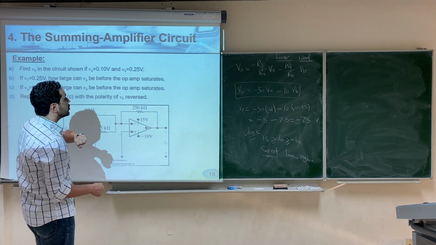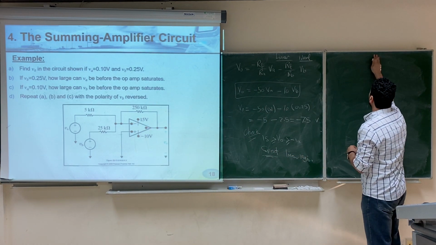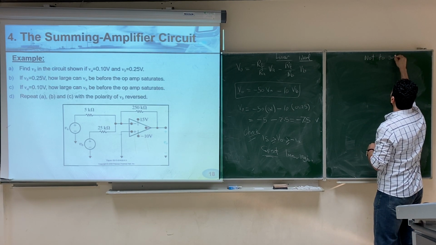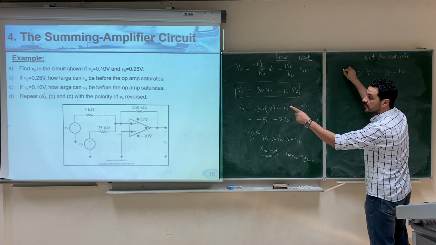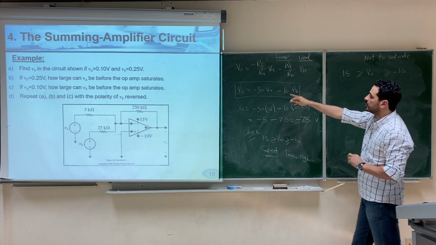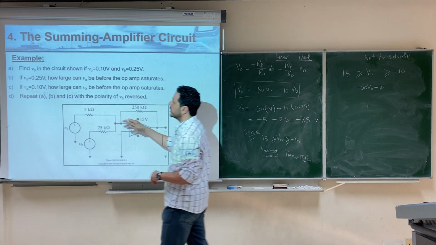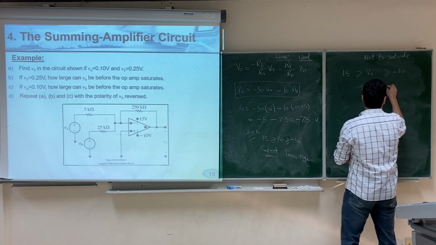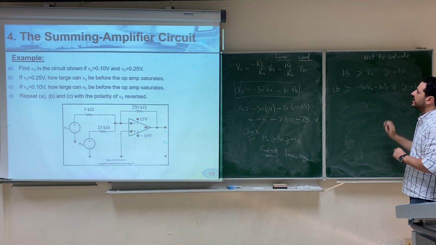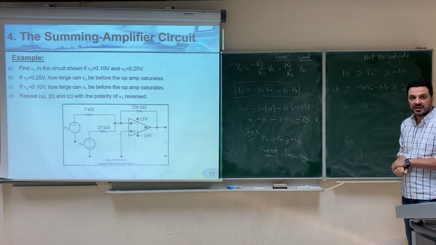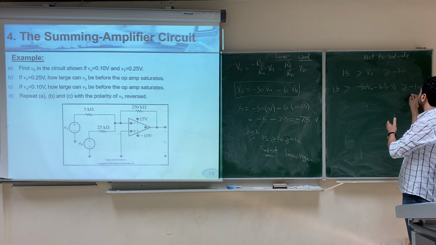It says if we fix VB to 0.25, how large can VA be before the op-amp saturates? In order for the op-amp not to saturate, we need V output to be larger than negative 10 and smaller than the positive DC voltage 15. So let's substitute V output from here. V output is negative 50 VA minus 10 VB, and VB here we are going to fix at 0.25, so minus 10 multiplied by 0.25 must be larger than negative 10, smaller than 15. Of course, this amount is negative, so we are asking about how large VA can be. This amount will always be negative, and we should care only about this side of the equation.